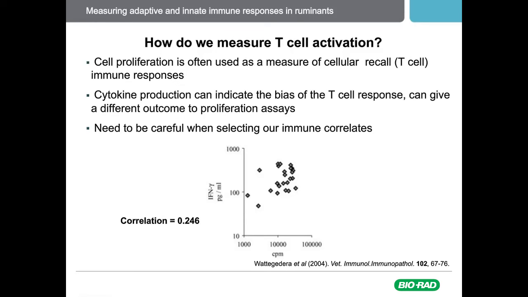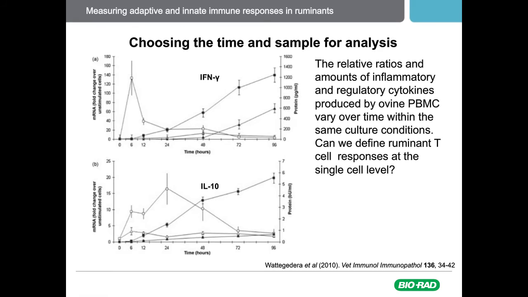Here I'm showing some published data looking at interferon gamma responses correlated with cell proliferation in activated T cells. And what you can see is that there is no correlation. So that means we need to be very, very careful when we are selecting our immune correlate to investigate immune responses. Clearly, the greater the capability that we have, the more we will be able to dissect that response.